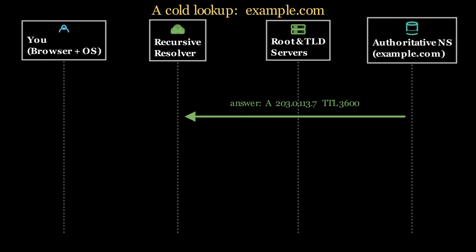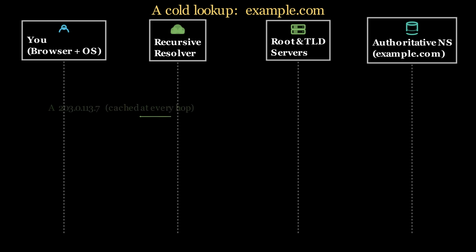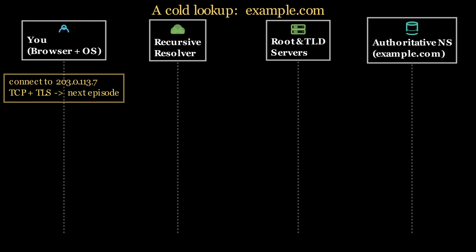And an answer at last, the address record stamped with a time to live chosen by the zone's owner. The resolver caches it, hands it back, and your OS and browser cache it too. The whole cold chase often takes well under a couple hundred milliseconds. Now, and only now, the browser can open a connection to that address. What happens on that wire is a story of its own.